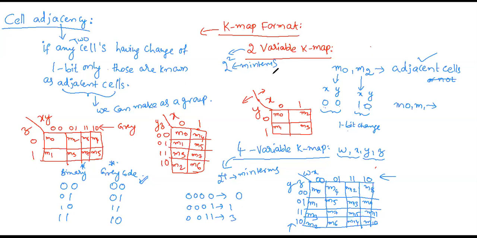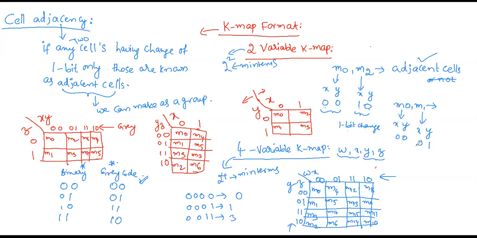M0 and M1. Okay, M0. What is the x value and what is the y value? M1 cell. What is the x value? What is the y value? Write down. M0 cell x value, y value is 0 0. M1 cell x value 0, y value 1.